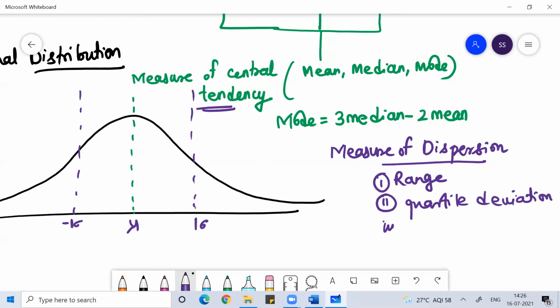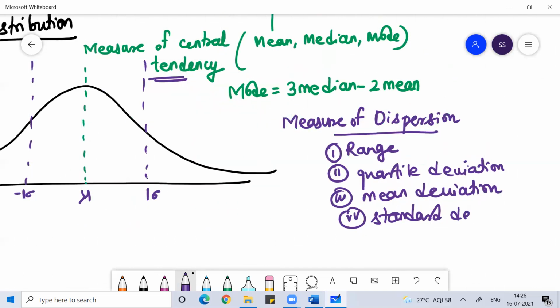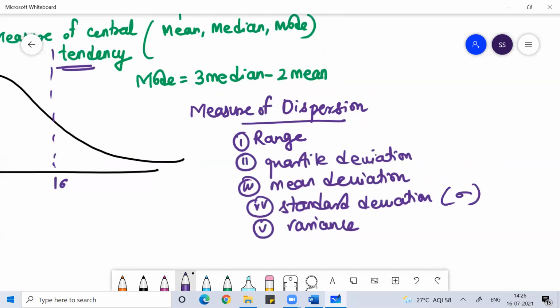It can be mean deviation. It can be standard deviation, and it can be variance, where the variance is the square of standard deviation. I believe you remember, no? All this you studied. Sigma is the symbol of standard deviation, and variance is the square of standard deviation.